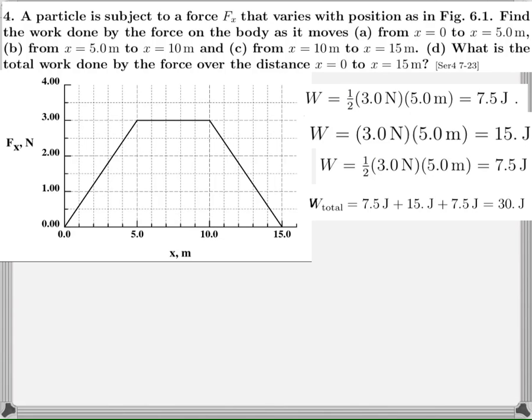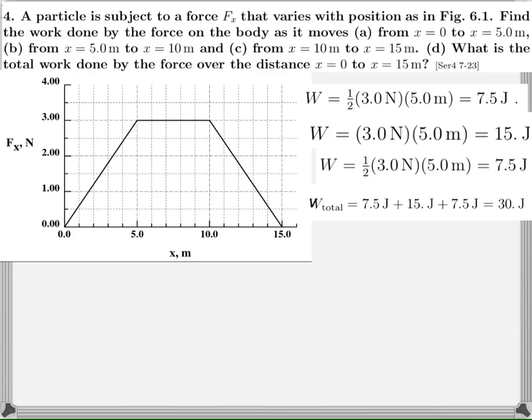So let's focus on an example. Probably you will have this kind of question in your quizzes and also maybe in your final. You will be given a force versus x graph like this, and you will be asked to find the work done by this force for certain intervals of position.